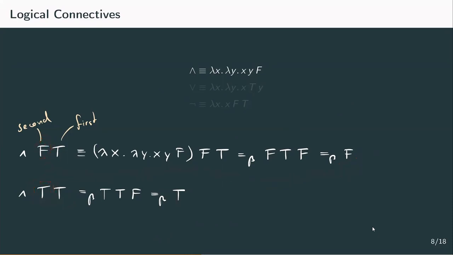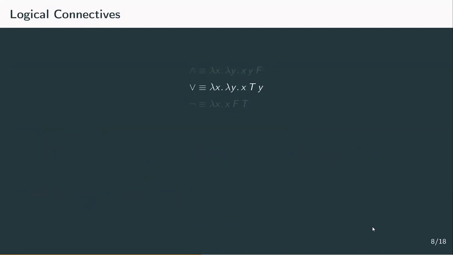Moving on to the second operator OR. We can see that the first input value again decides how to proceed. If we compute OR false false, we get the term false true false. As false always returns the second of its inputs, the result is false. If the first input is true, it returns true without considering the second input at all.